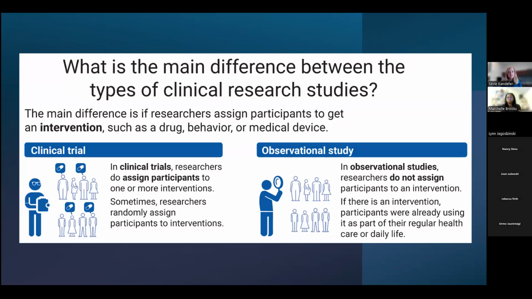So the main difference is if the researchers assign the participants to get an intervention, it may be a clinical trial. And that could be randomly assigned, it could be double-blind, placebo-controlled. It doesn't matter. The difference is that the researcher is assigning it. In an observational study, the researchers aren't assigning the intervention. If there is an intervention, participants were already going to get it or use it as part of standard of care or their daily life.